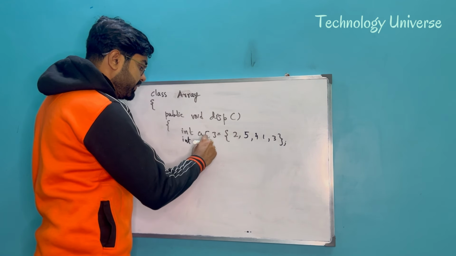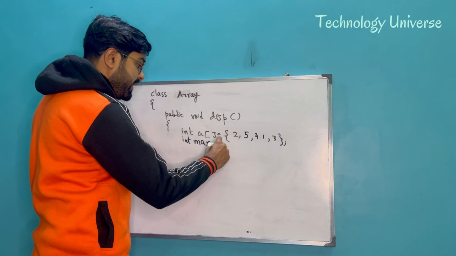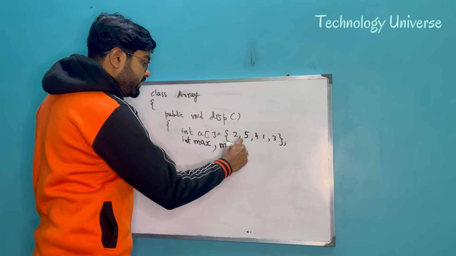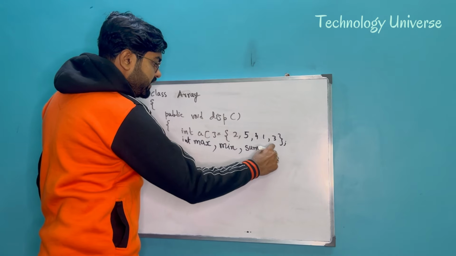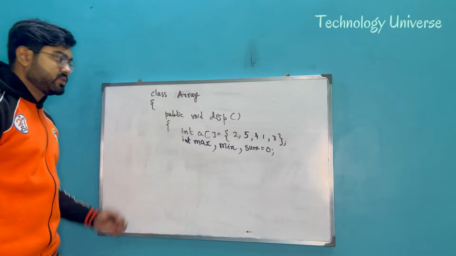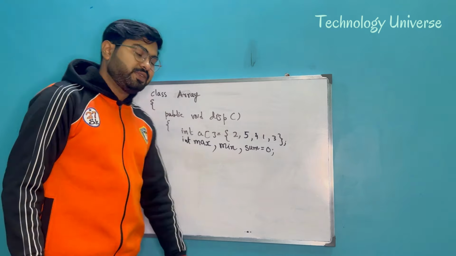So for maximum I am considering a variable max, for minimum I am considering a variable min, and for sum I am taking a variable sum equals 0, where I would find out the sum of all the elements of the array.